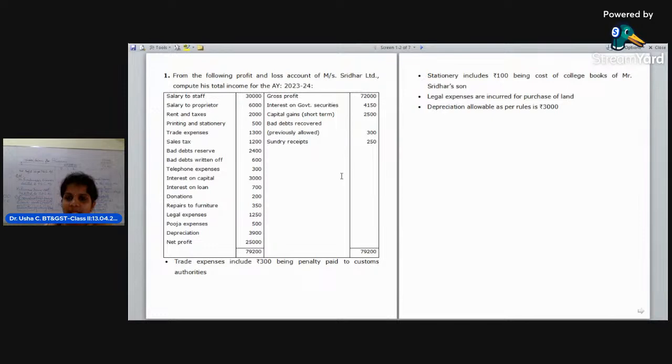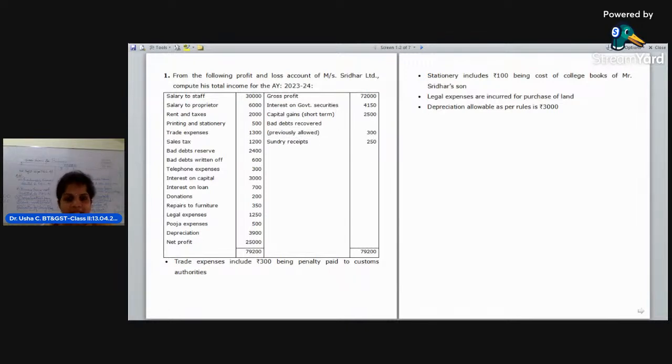Next, legal expenses are incurred for purchase of land. Land is a capital asset, or it can be called a fixed asset. Any expenditure incurred on a capital asset is called capital expenditure. So whatever legal expenses are incurred for purchase of land, being a capital expenditure, we treat this as inadmissible. It is not allowable. Since it is not allowed, what we have to do is add it back.